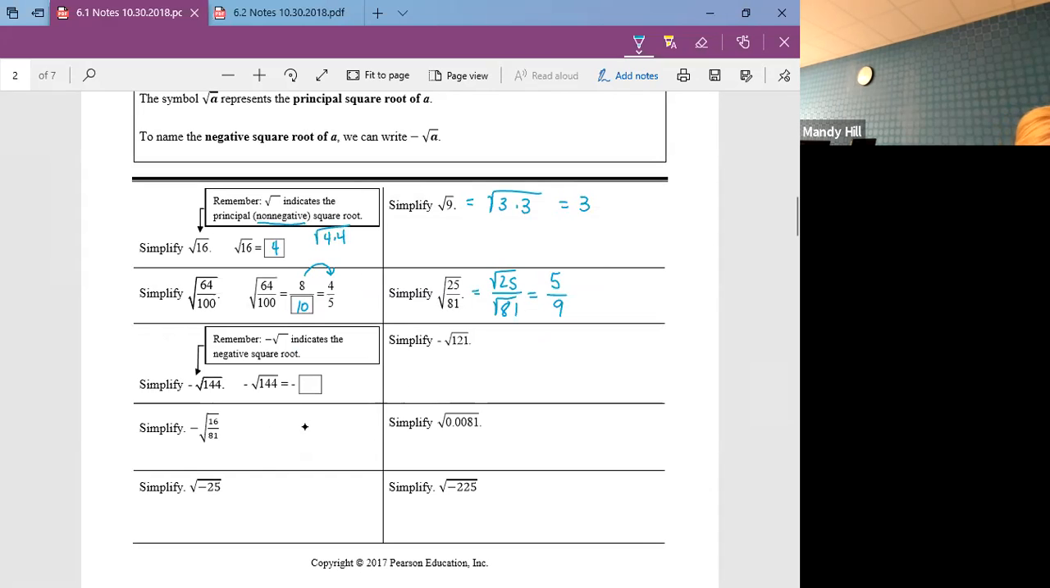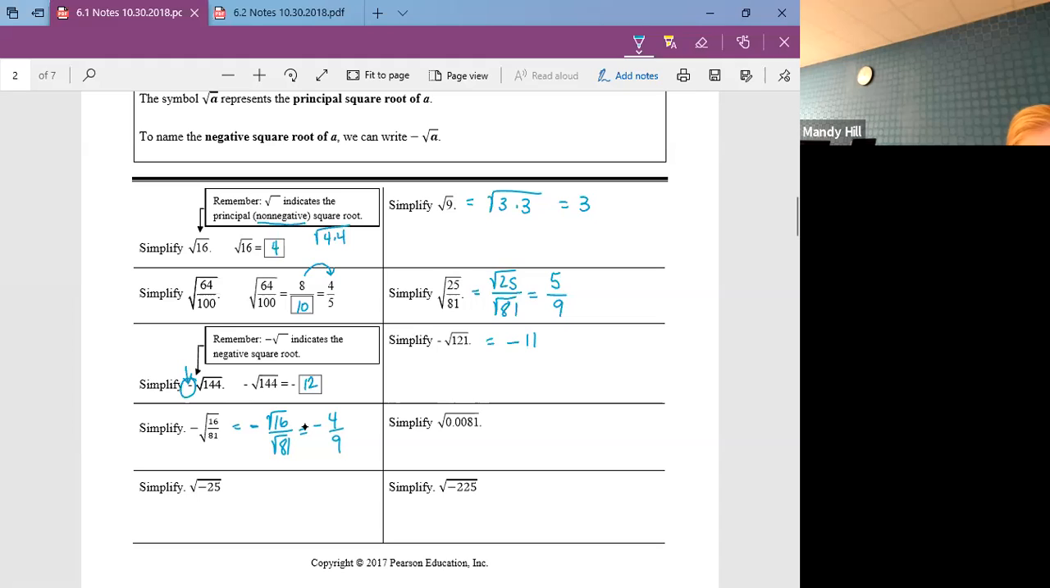Okay. Now they are putting a negative in front of this, and because they're pointing out, oh, we want it to be the negative one, this answer needs to be negative 12 because 12 times 12 is 144, and they're saying make it be the negative answer. Same thing here. They're saying negative. Well, 11 times 11 is 121, so that's going to be negative 11. This one's going to be negative. Okay, you're going to take the square root of 16 over the square root of 81. So negative 4 ninths.